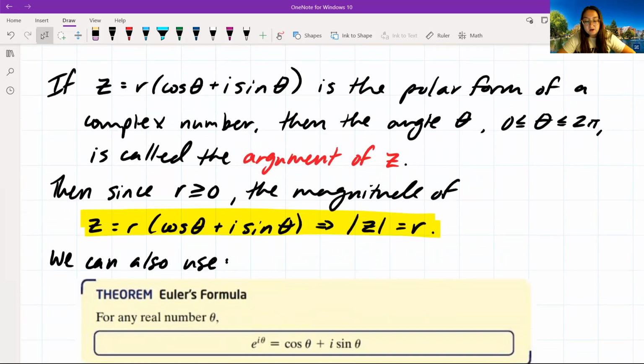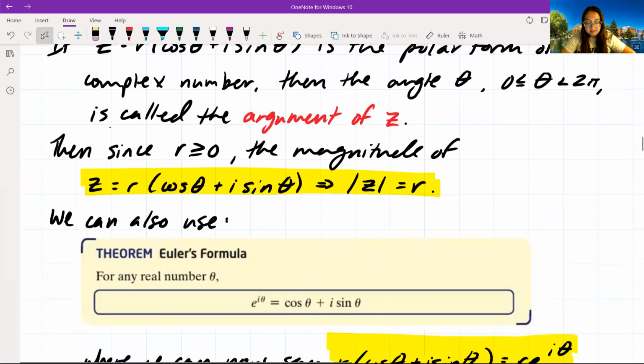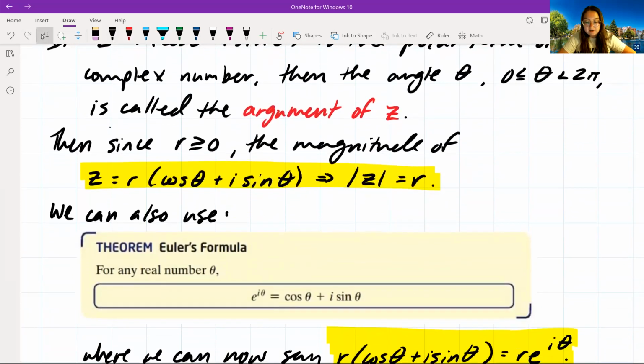So if z is equal to r times cosine of theta plus i times sine of theta is the polar form of a complex number, then the angle theta, which is between 0 and 2 pi, not including 2 pi, is called the argument of z. So that's what we call the argument of z. Then, since r is greater than or equal to 0, the magnitude of z is equal to r times cosine of theta plus i times sine of theta, which we can simplify to just say that the magnitude of z is equal to r.